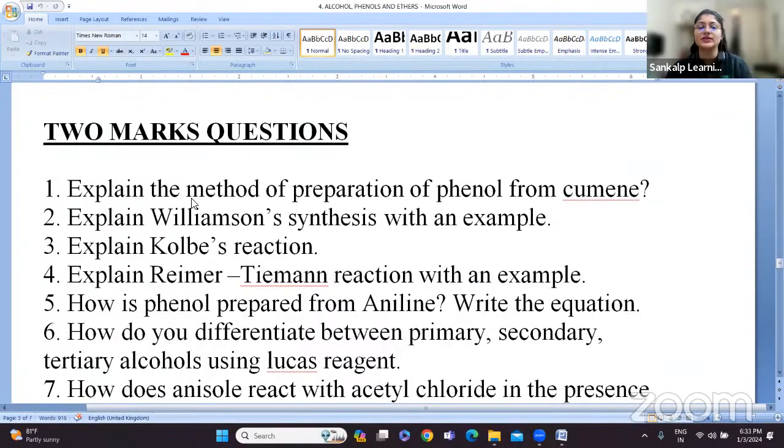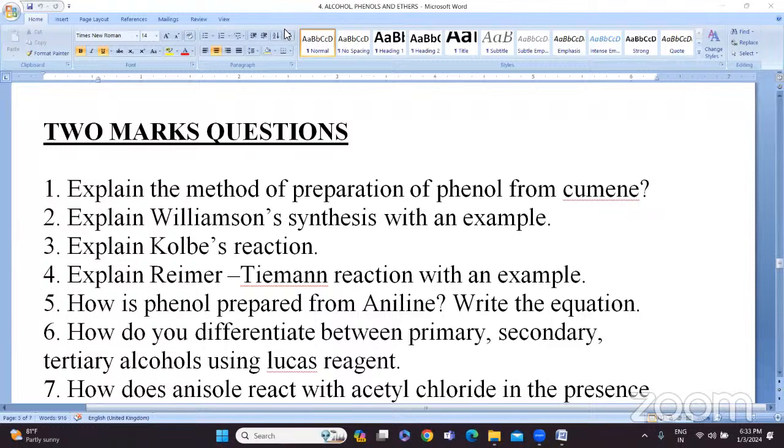We have seen the 2 marks question: explain the method of preparation of phenol from cumene. These are very important questions and we have discussed this. Then, explain the Williamson's ether synthesis with an example. I have told you, you have to study the general reaction as well as the example and write a small explanation for that. Then we discussed Kolbe's reaction.